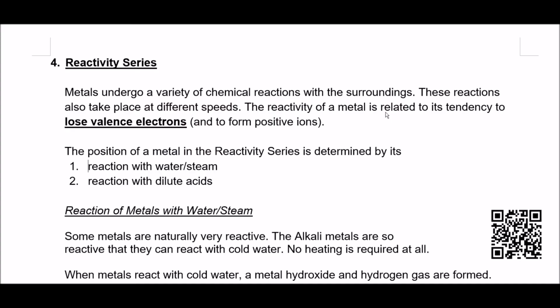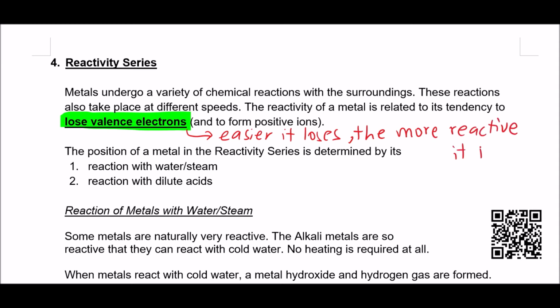Okay, so we'll now move on to the reactivity series. Reactivity of metals depends on how they lose their valence electron. The more easily they lose their valence electron, the more reactive we can say it is. So the position in the reactivity series we will determine by the reactions that we mentioned above, the reaction with water or steam, and the reaction with dilute acid.